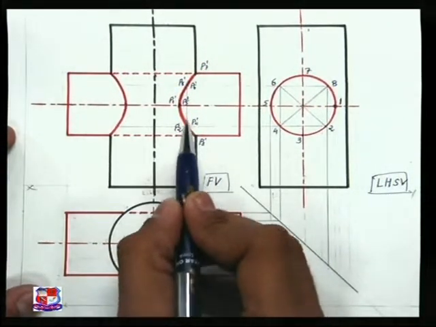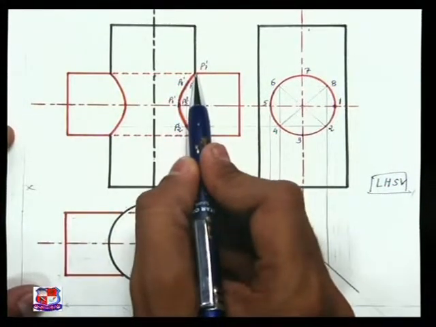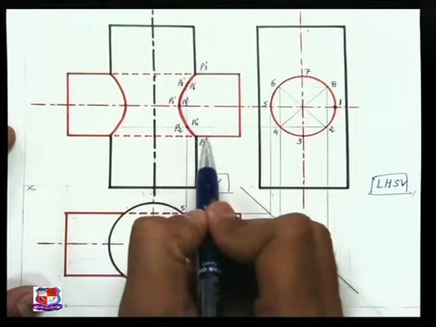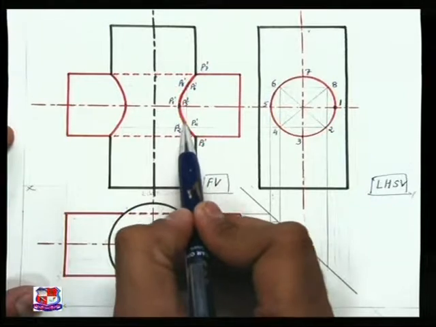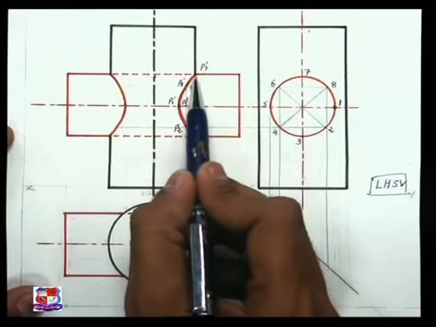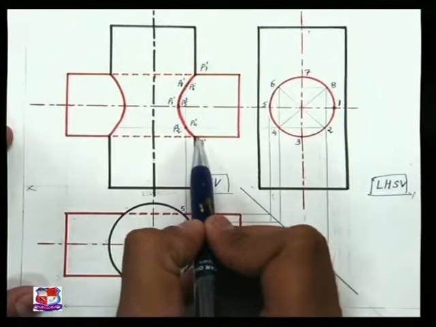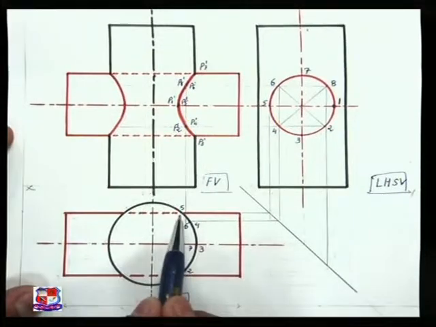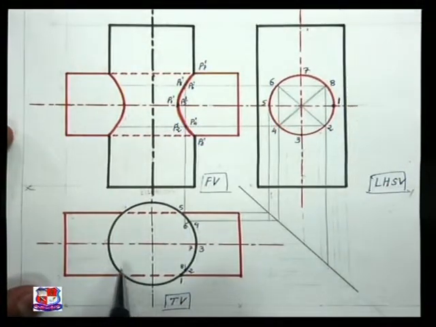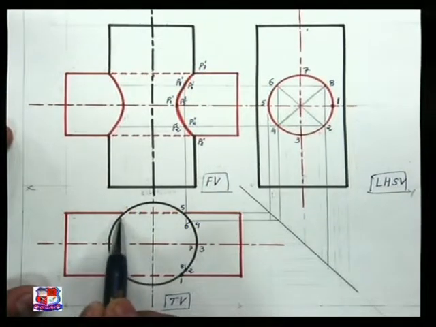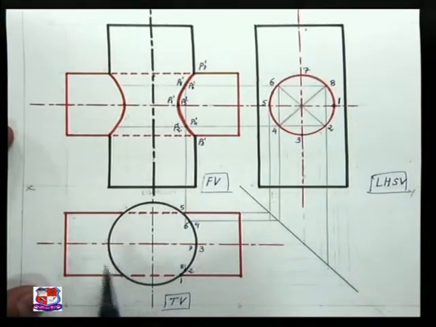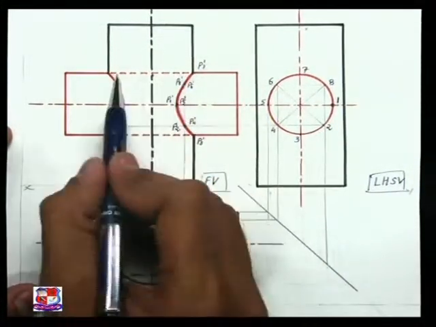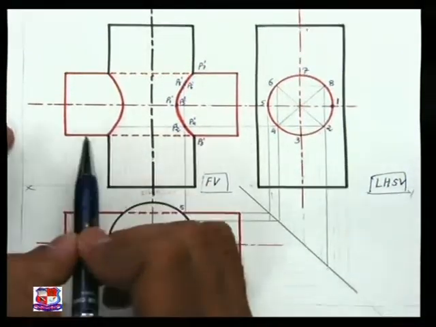P4 dash would be here. P5 dash, P6 dash, P7 dash, P8 dash and again P1 dash. So here a smooth curve would be there. So join all these points with a smooth curve like this. That shows the curve of intersection between these two solids. Similarly, on this side also we can locate the position of the points. So here point number 1 is there, and 2, 3, 4, 5, 6, 7, 8 points would be there. Draw vertical lines from all these points, and on this side also we can draw the same curve as drawn over here. So this would be the curve of intersection.